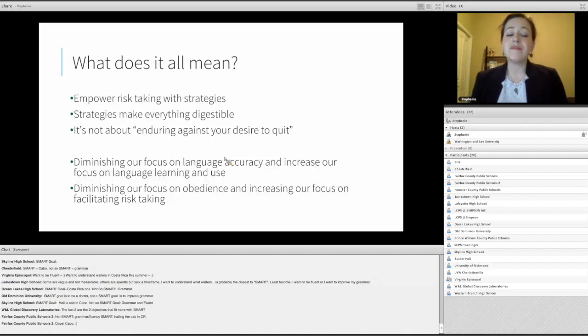Some of that means, and I was definitely guilty of this and I think I'm still wired this way, diminishing some of my focus on accuracy and increasing my focus on meaning, right? We hear this all the time, meaning over form. It also means diminishing our focus on obedience, and I mentioned this before. So doing the act of school, rewarding certain behaviors, and actually facilitating an environment where students are trying and really trying hard.